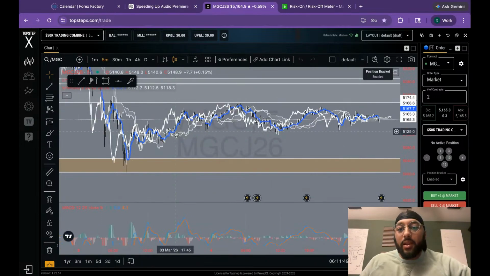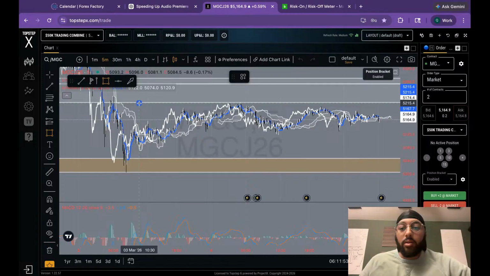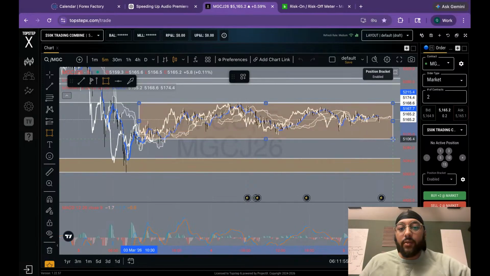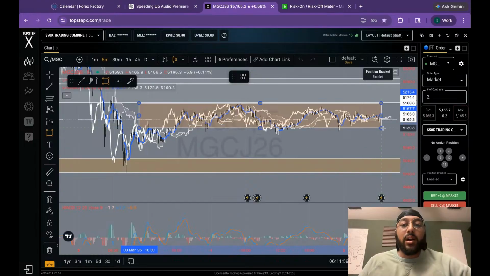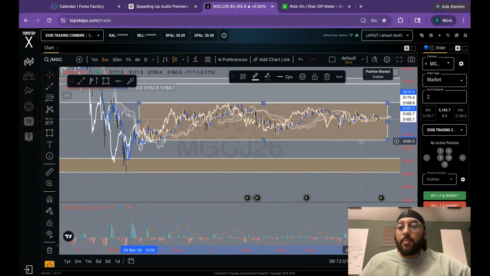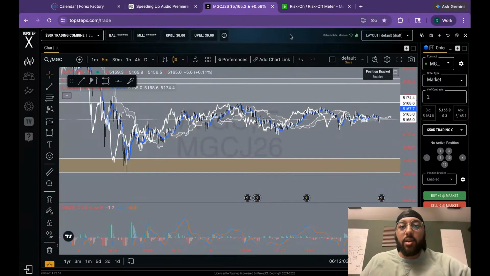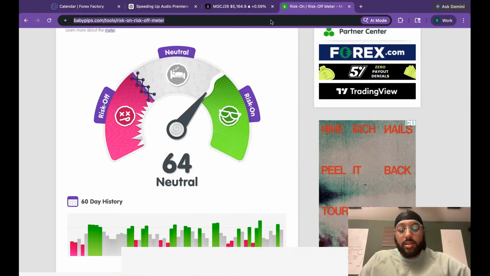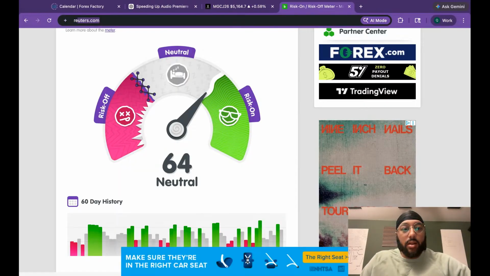Gold has been kind of fluttering in this range, if you can see the contents within this orange box here. So we'll see if we can break out of that range. And then we have some news at 6:30 Mountain Standard Time.